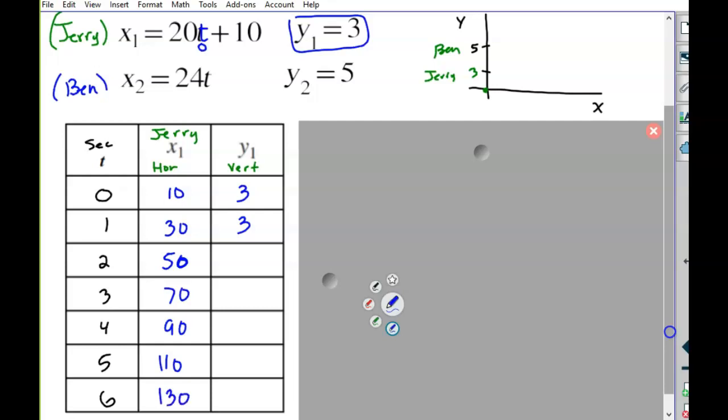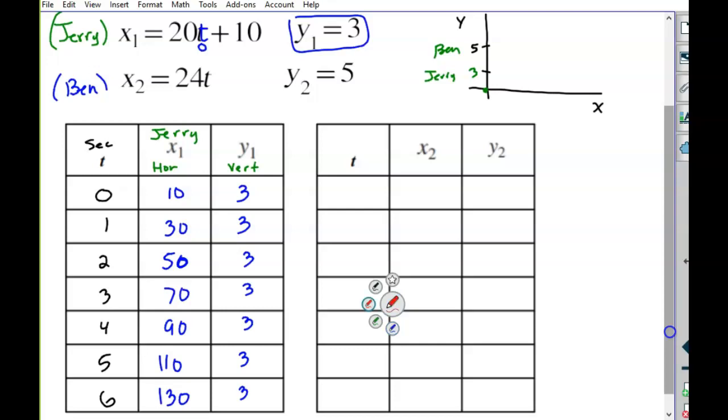So at the end of 6 seconds, he's 130. His y position doesn't move because he's running in a straight line parallel to the x-axis. He doesn't move. So let's look at Ben's information then.